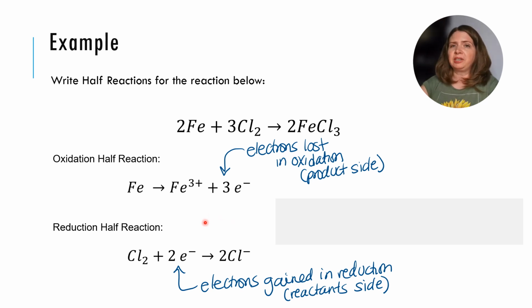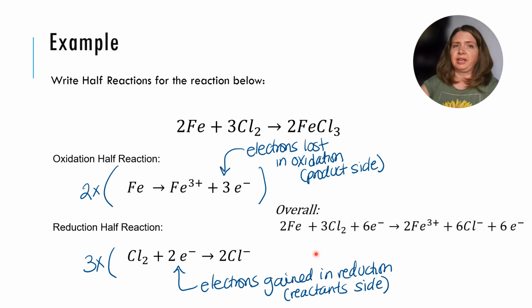However, the number of electrons lost must equal the number of electrons gained across the entire redox reaction. In our iron and chlorine example, iron is losing 3 electrons, while Cl2 is gaining 2 electrons. These numbers aren't balanced. To fix this, we use the least common multiple of 6. We multiply the oxidation half reaction for iron by 2 and the reduction half reaction for chlorine by 3. That way we have 6 electrons being lost and 6 electrons being gained. In total, 6 electrons are being exchanged in this redox reaction between iron and chlorine.